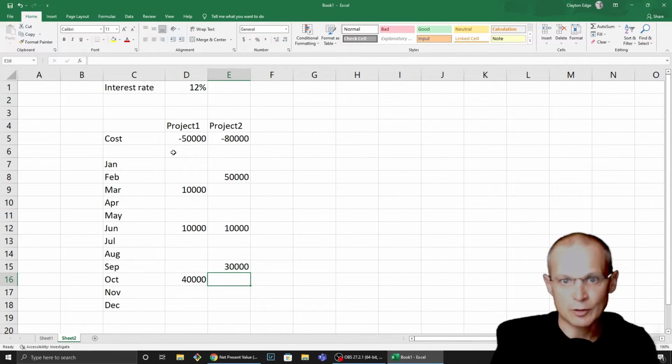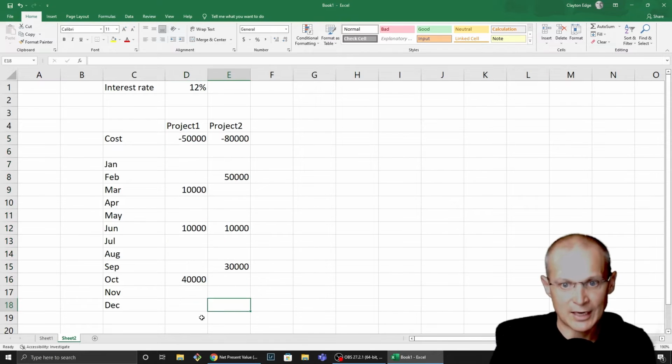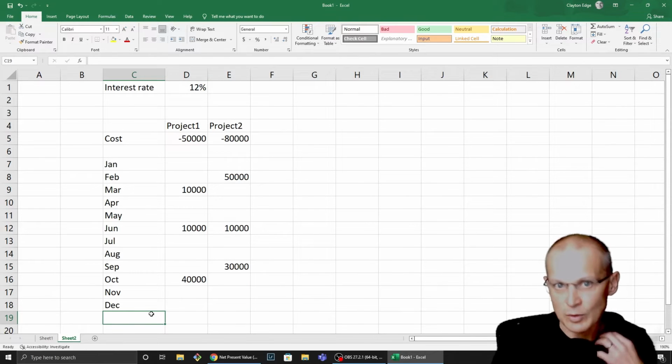Right, so if we compare these two projects, we're going to see that the total cost is going to give us a gain of $10,000, and for this one, the total cost is also going to give us a gain of $10,000. But what we've got to take into account as well is we are paying an interest rate.